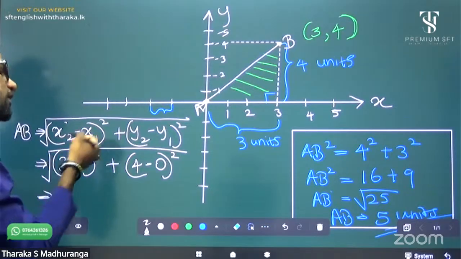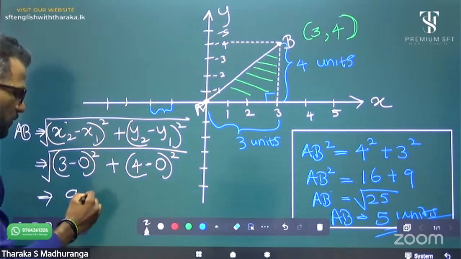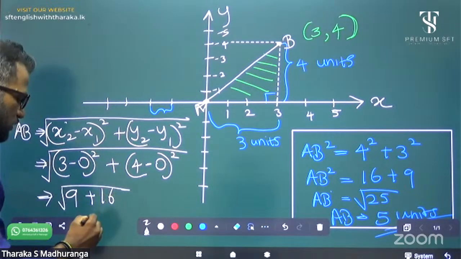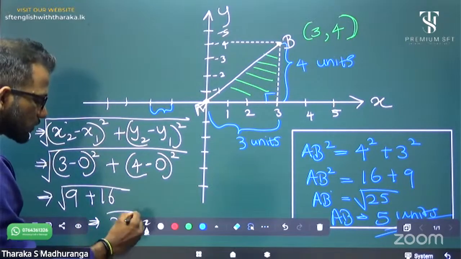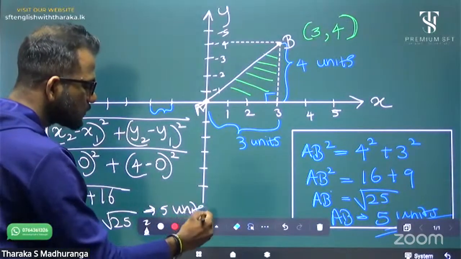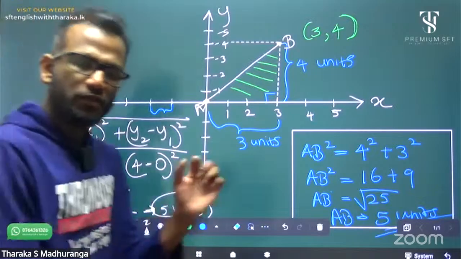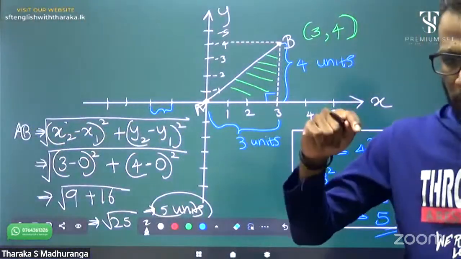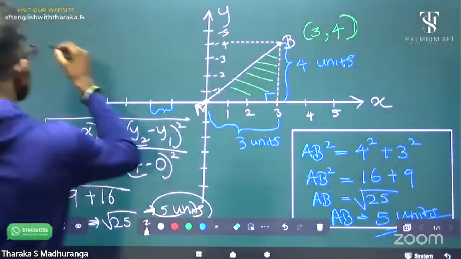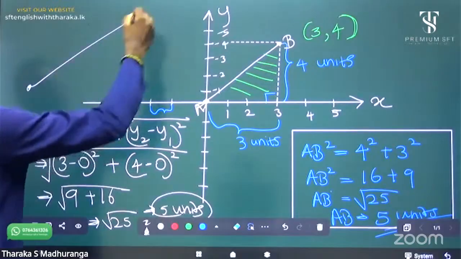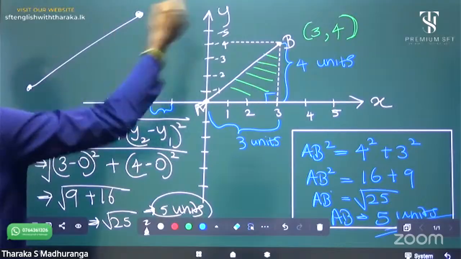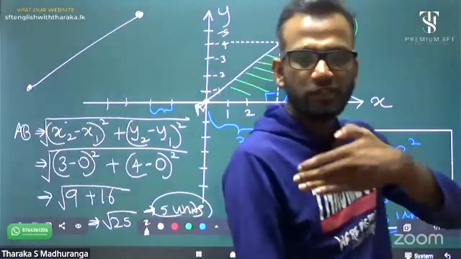3 minus 0, 3 squared is 9, plus 4 minus 0, 4 squared is 16, square root. It is 25, square root equals 5 units. Okay, that's a short method. If you know the coordinates of the endpoints of any straight line, if you know the coordinates of 2 points, then we can calculate the length of any straight line using this short method.